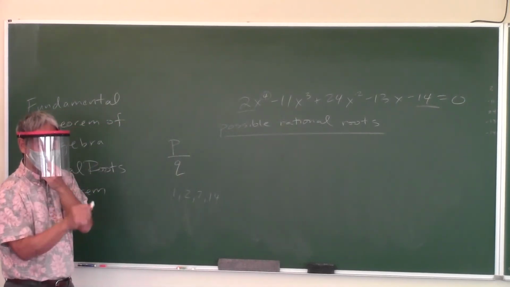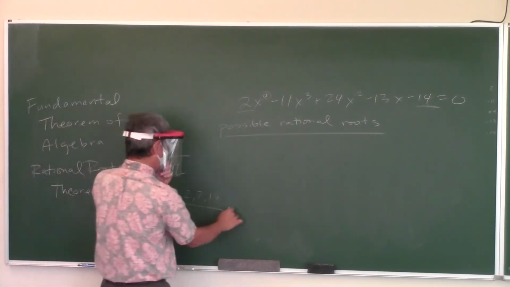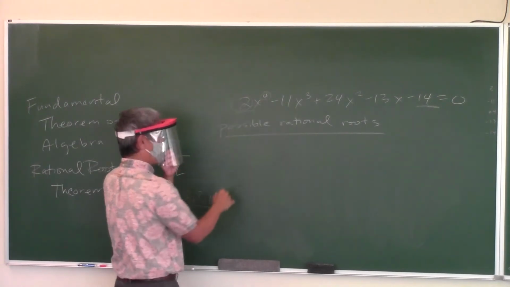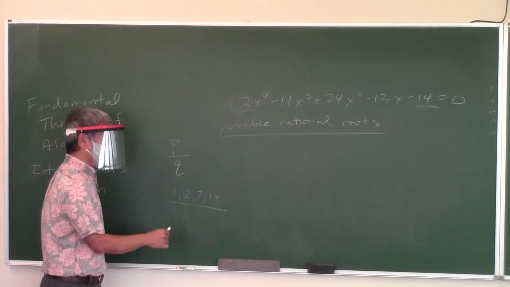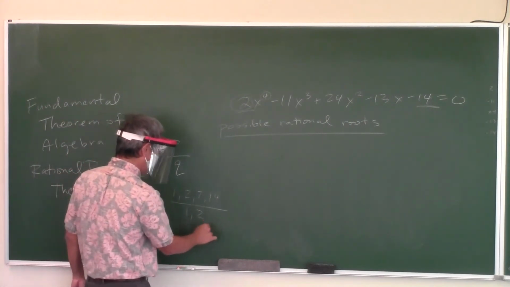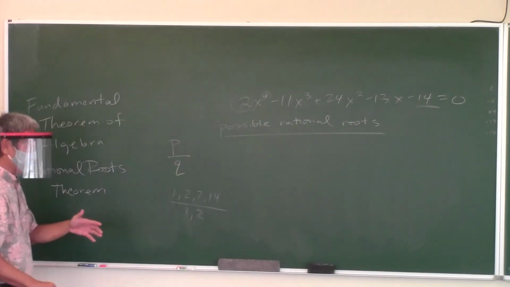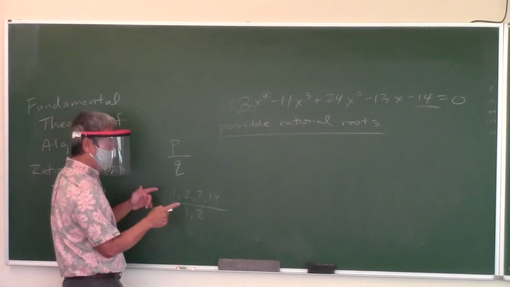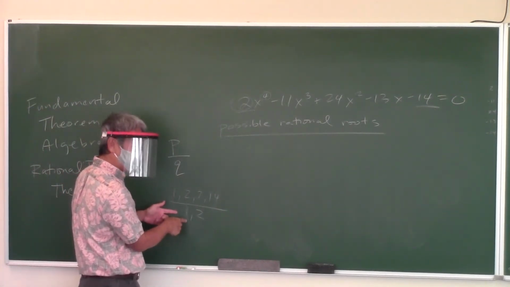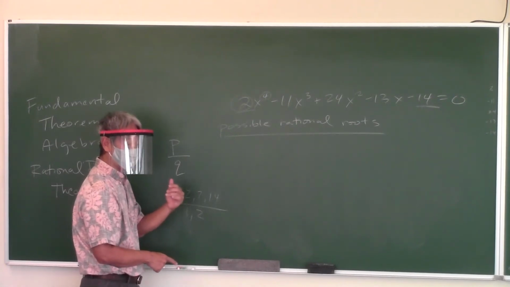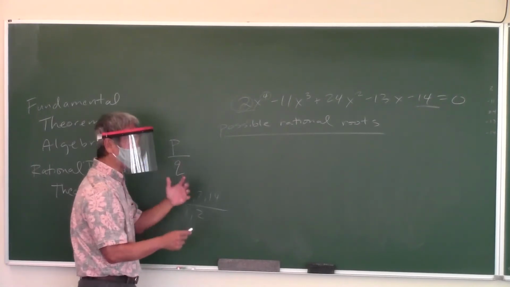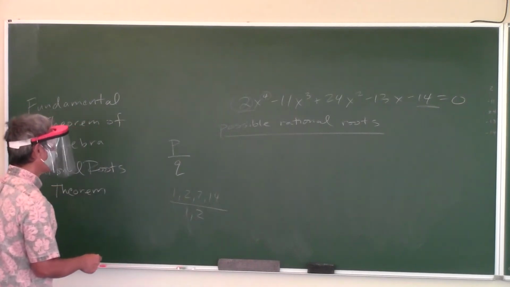I'm not going to write the plus or minus just yet. And then you look at this number. What are the factors of 2? Plus or minus 1, plus or minus 2. So if you take all the combinations of these numbers over these numbers, those are called the possible rational roots. You remember doing this last year, right? It doesn't matter because I'm teaching you like you don't know anything.